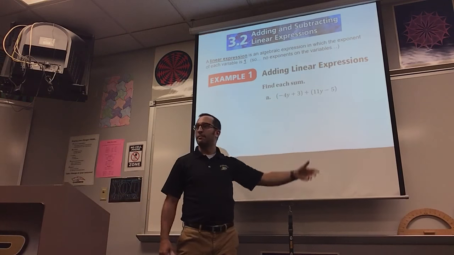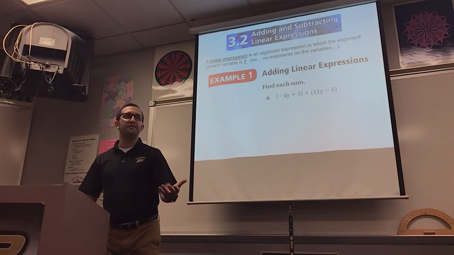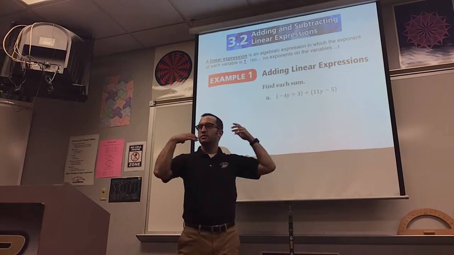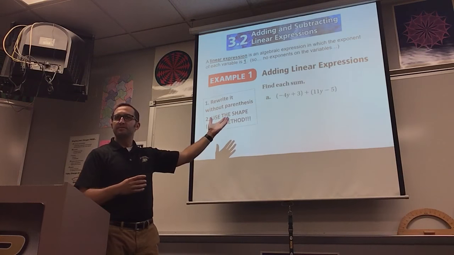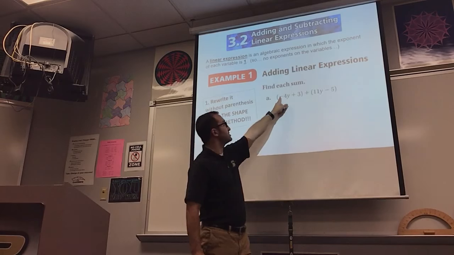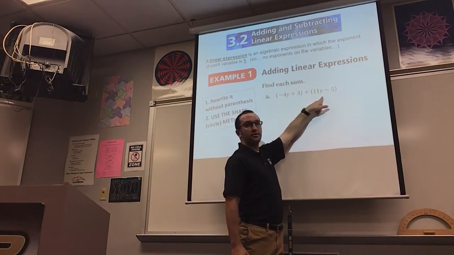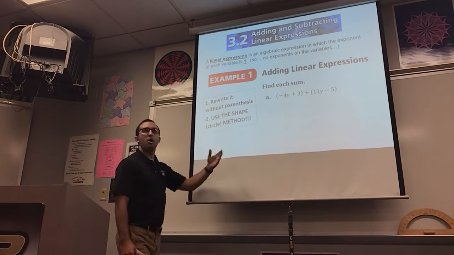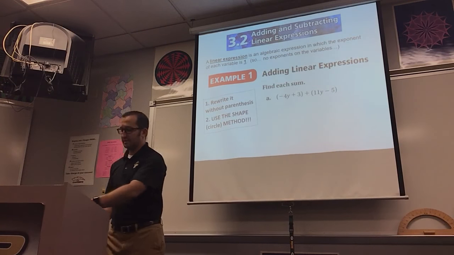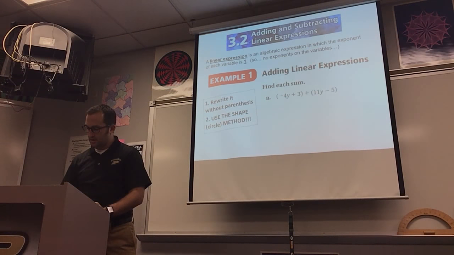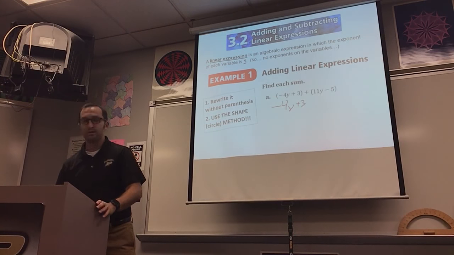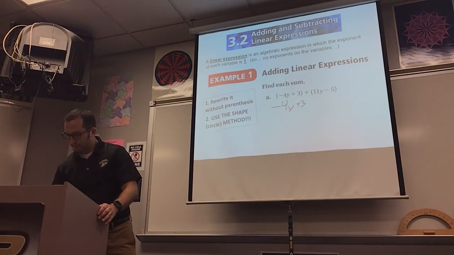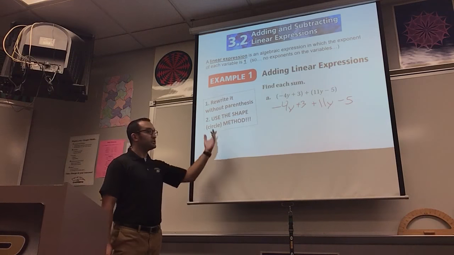So there's an invisible 1 here. What's 1 times any number? That stuff. So what's 1 times everything in here? That stuff. So when we're adding these expressions, here's an expression, here's another expression, I want to add them, all I have to do is rewrite it without the parentheses first. It's that straightforward, okay? So rewrite it without the parentheses. Negative 4y plus 3 plus 11y minus 5. Boom. And now I just need to use the shape method.